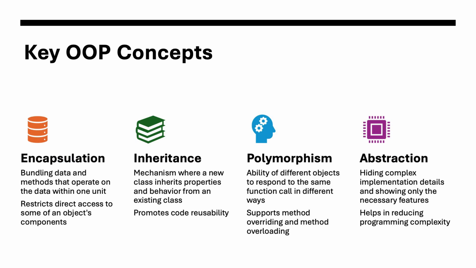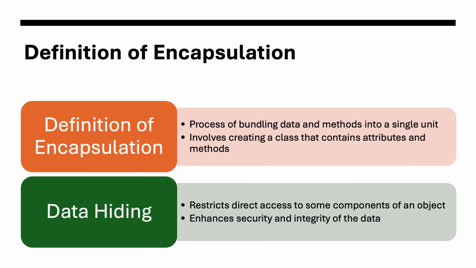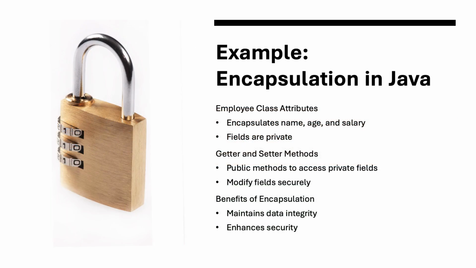Some key OOP concepts are encapsulation, inheritance, polymorphism, and abstraction. Each concept plays a crucial role in structuring and managing code efficiently. Encapsulation bundles data and methods into a single class, restricting direct access to some components, enhancing data security, integrity, and modularity of your code. As an example of encapsulation in Java, the employee class uses encapsulation by keeping name, age, and salary private. Public getter and setter methods allow secure access and modification, ensuring data integrity and security.